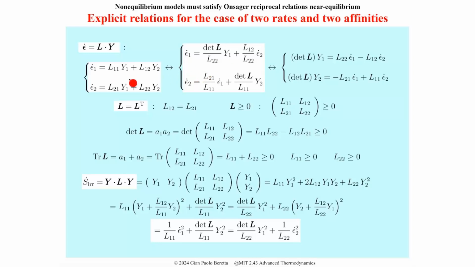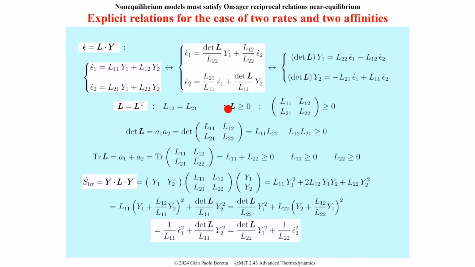And you may rewrite this system of equations in various ways. You can solve it, so you can write the affinities as functions of the rates, or you can do something in between, in which, say, the rate of 1 is given by its own coefficient times its own affinity, plus something that relates it to the rate of the other reaction.